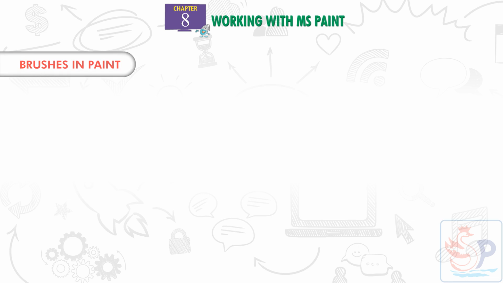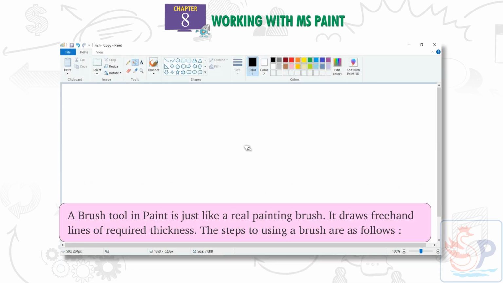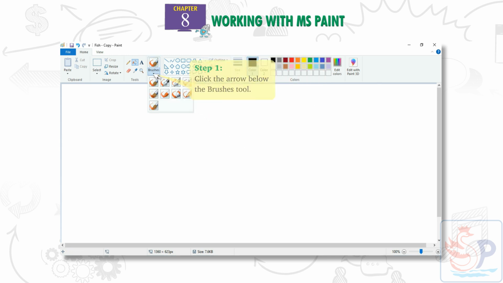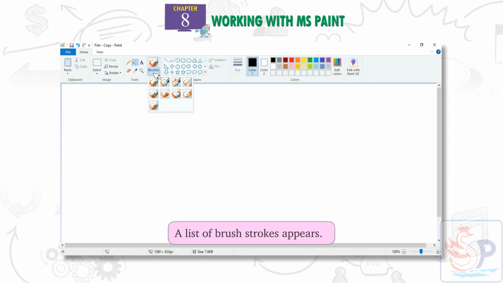Brushes in Paint. A brush tool in Paint is just like a real painting brush. It draws freehand lines of required thickness. The steps to using a brush are as follows. Step 1. Click the arrow below the Brushes tool. A list of brush strokes appears.